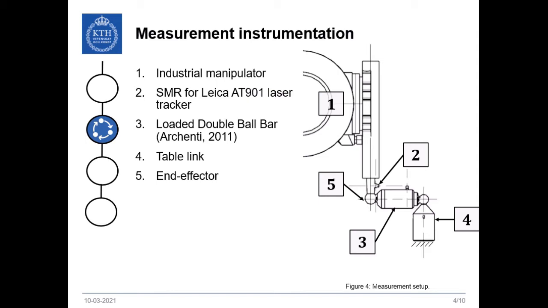Number 3. The measurement instrument loaded double ball bar with an LVDT mounted inside. A rigid table link, number 4. And number 5, a dummy end effector with a tool center point and a mechanical interface for the spherically mounted retroreflector. The deflection measurements are performed with two different metrology loops. That is, the first metrology loop uses the LVDT, which is inside the LDBB for the deflection measurement, and the second loop uses the laser tracker.